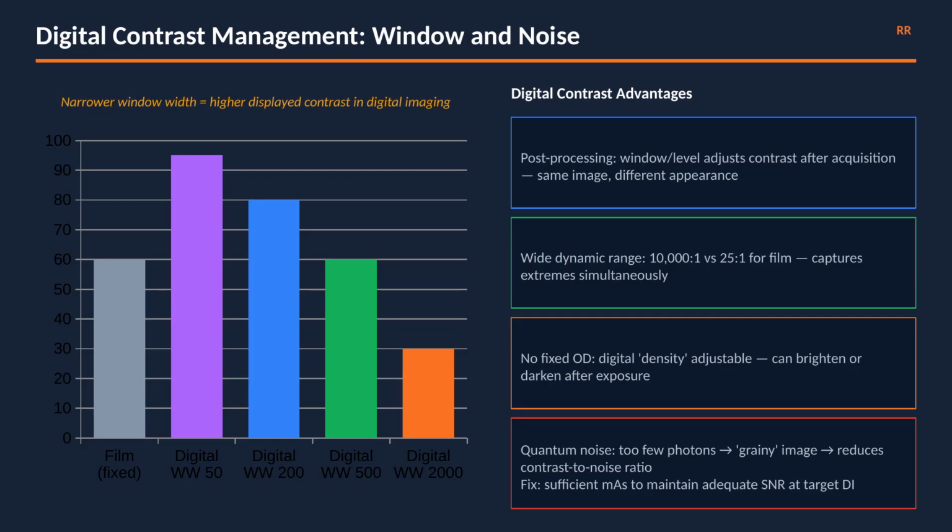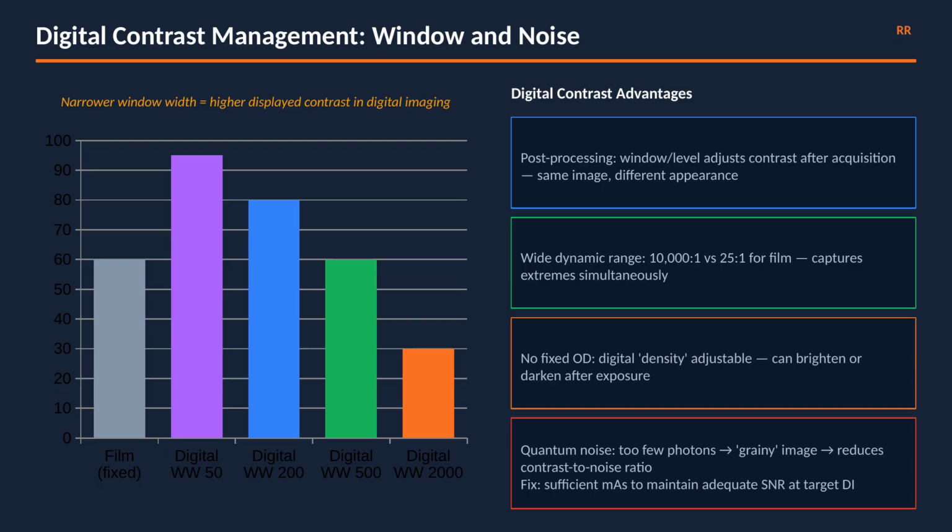The window width chart on this slide shows how narrowing the window width dramatically increases visible contrast in digital imaging. The same raw data displayed at different window settings produces entirely different apparent contrast. This is the fundamental difference between film and digital. Contrast management: film, contrast was fixed by kVp selection and the film screen system. What you exposed is what you got. Digital, contrast is adjustable after acquisition.